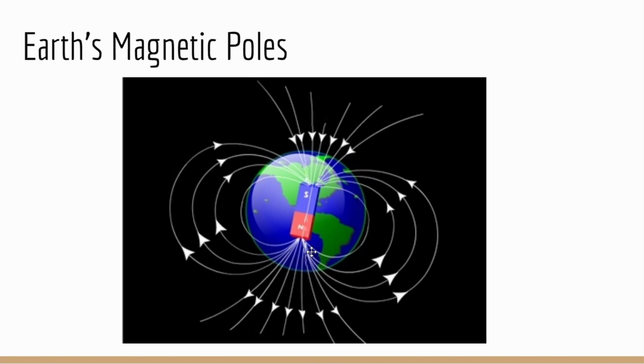And you can see these same magnetic field lines go out the north and into the south and all around, just like our regular bar magnet. So what we typically think of as the North Pole is actually our South Pole, and vice versa down here.